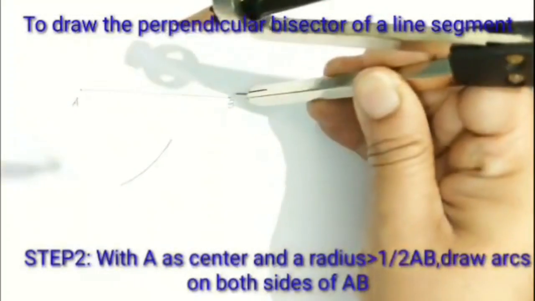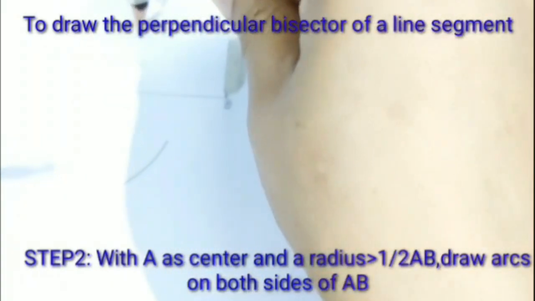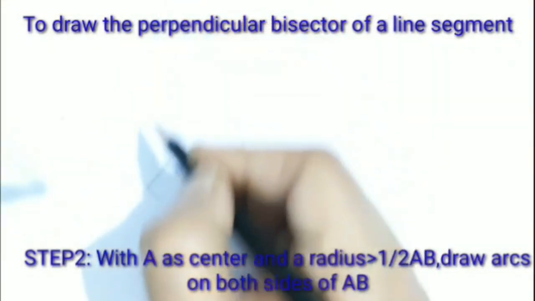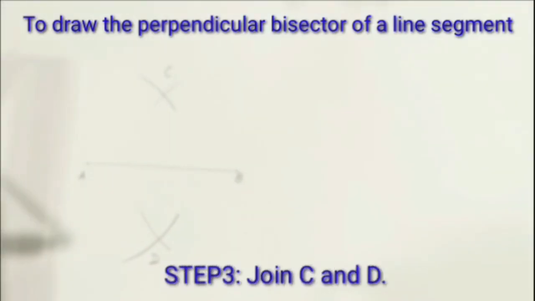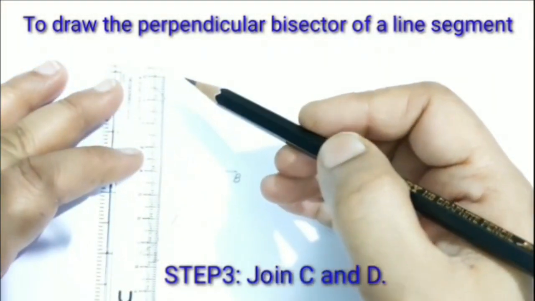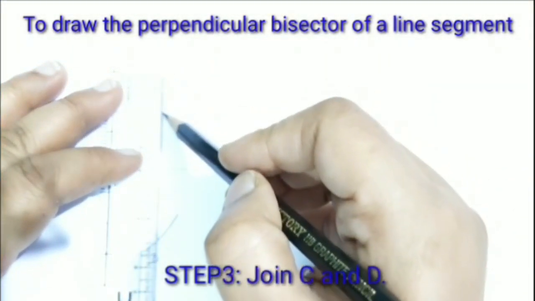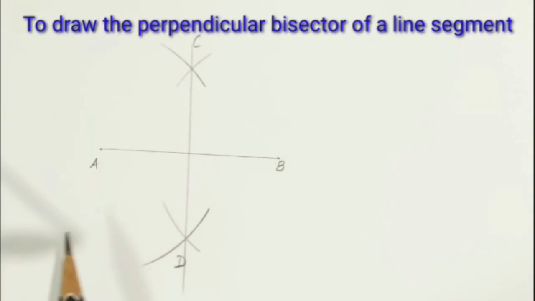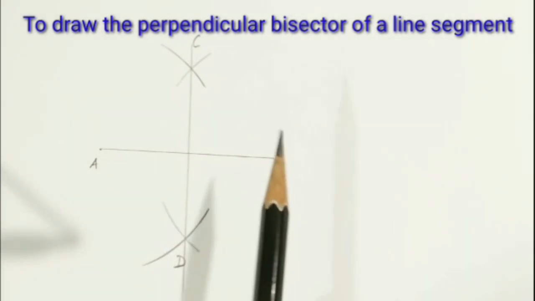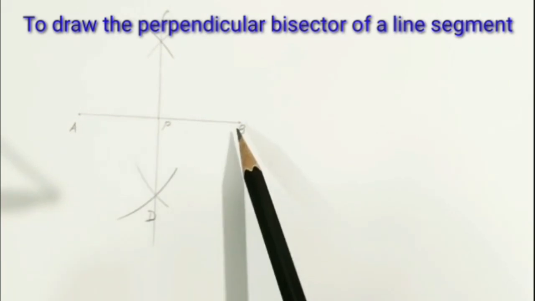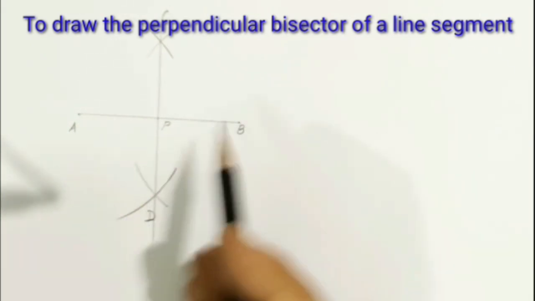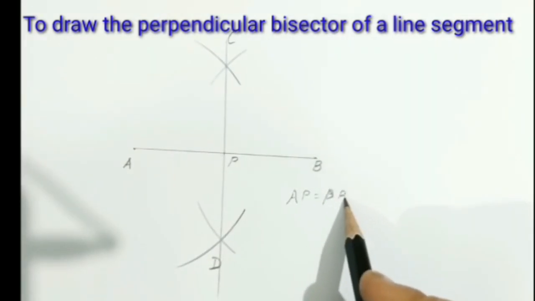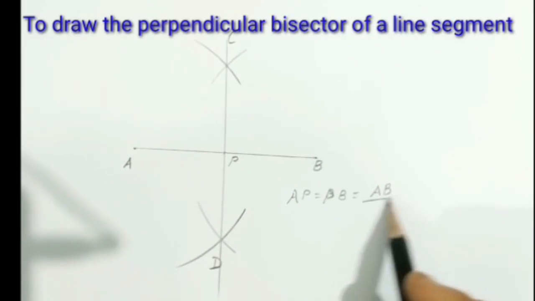Repeat the same from B. Now B as center, intersect the initial arcs. Let these 2 points be C and D. Step 3, join C and D. Now the line CD is the perpendicular bisector of the line segment AB, and the point P where it intersects AB is the midpoint of AB, such that AP equals PB equals half of AB.